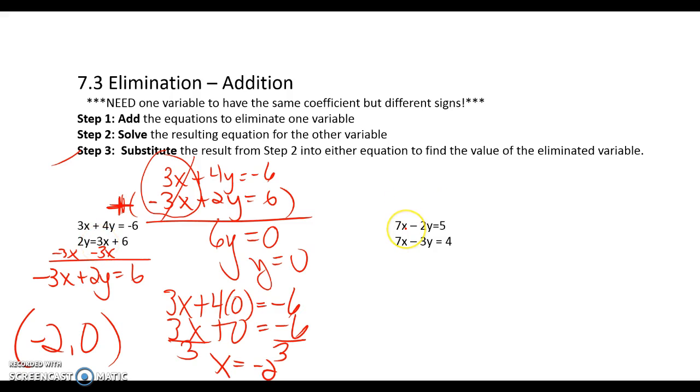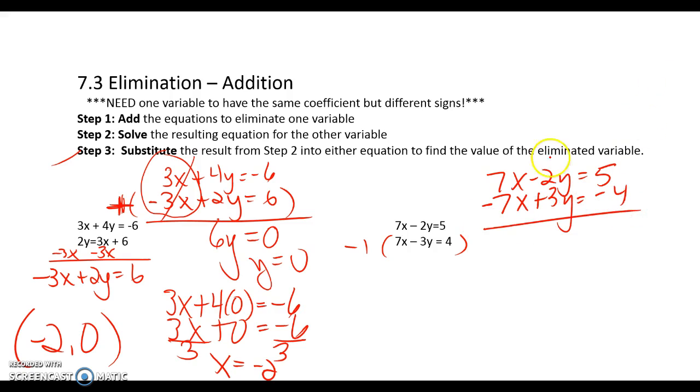All right, let's try this other one. Now these are in the same form, but I have 7x and 7x. I need one of these to be negative. So I'm going to multiply the second equation through by negative 1, and rewrite the first equation. Negative 7x plus 3y equals negative 4. Let's add these equations together. 7x minus 7x is 0. Negative 2 plus 3 is y. 5 plus a negative 4 is 1. Well, I got y equals 1.